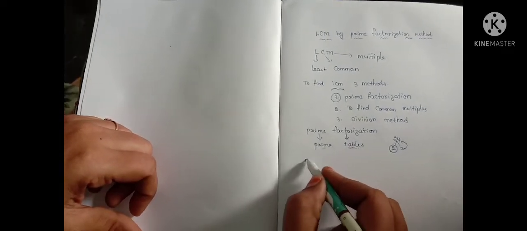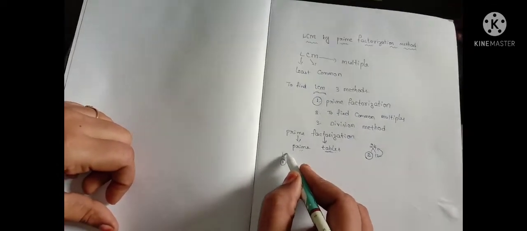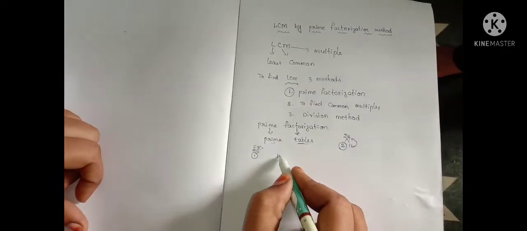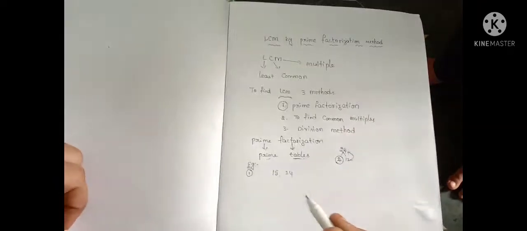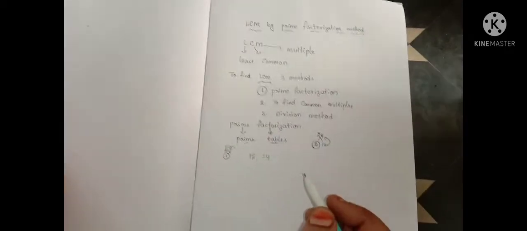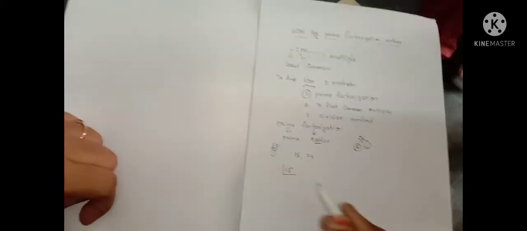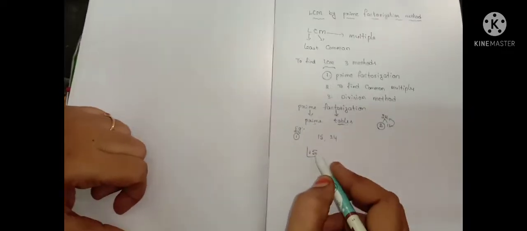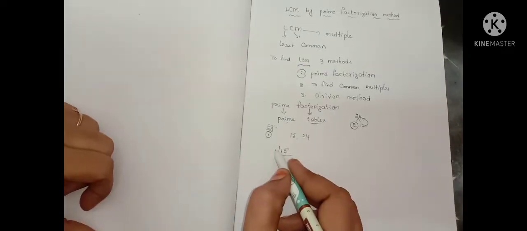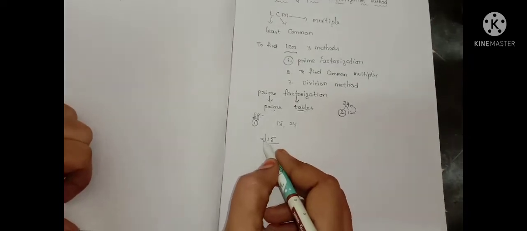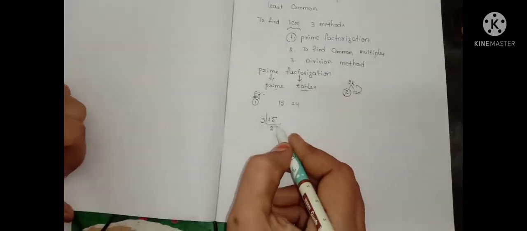First, I am giving one example to you. Example: 15, 24. First, take 15 and write it down. In which table is 15 possible? The 3 table: 3 5s are 15.